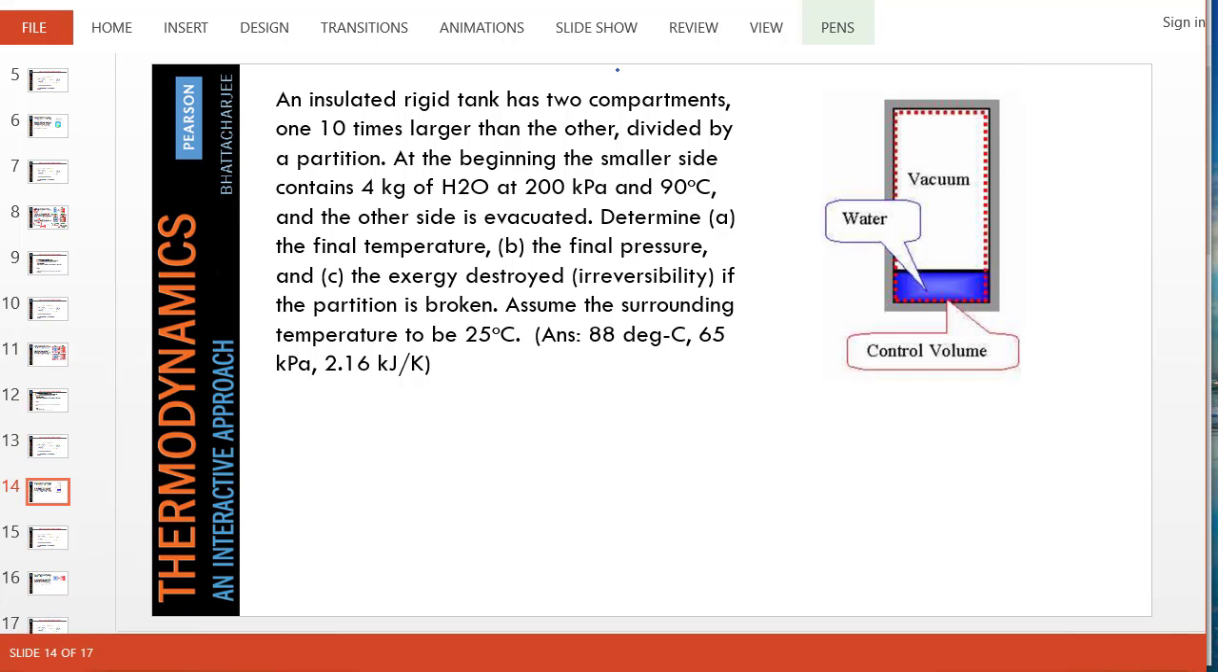Hello and welcome. In this problem, a rigid tank is divided into two chambers with a partition in the middle, and one side contains liquid water and another side is complete vacuum. The partition is broken and we are asked to find the final pressure, final temperature, and the exergy destroyed, which depends on the entropy generation, obviously. Such problems are called free expansion.